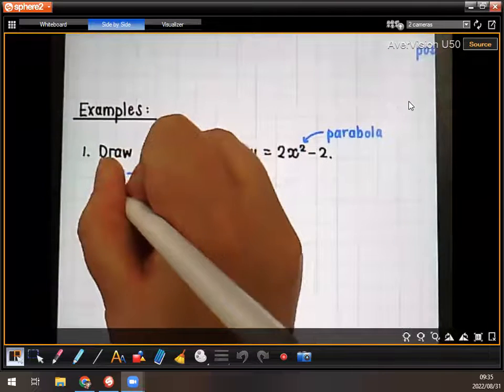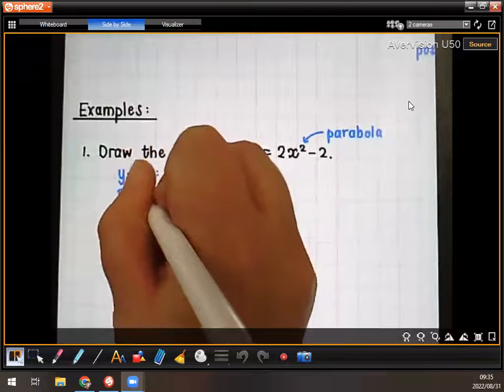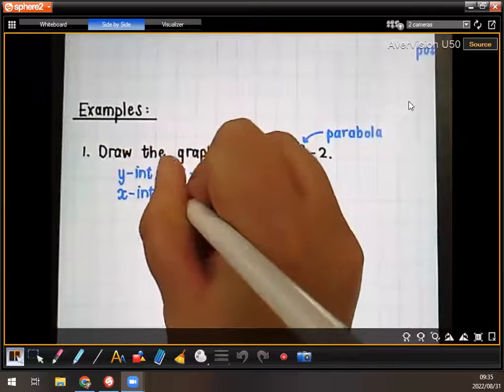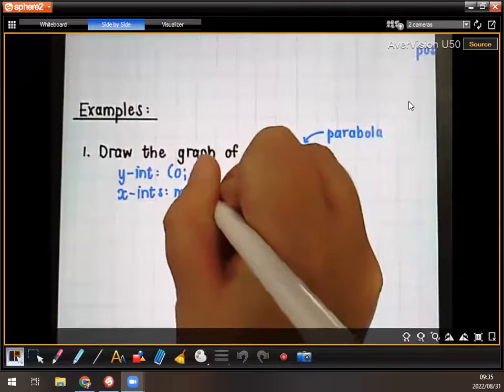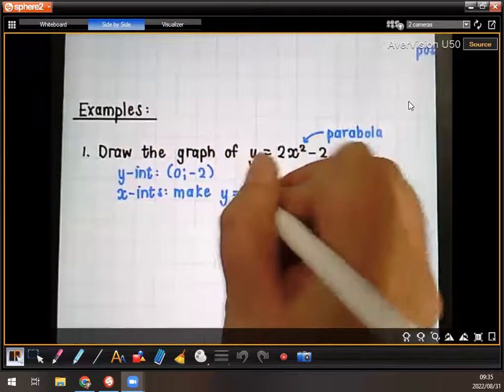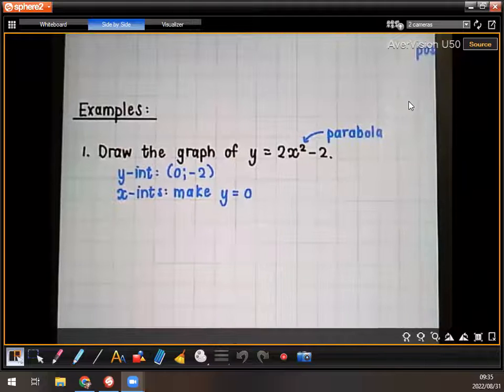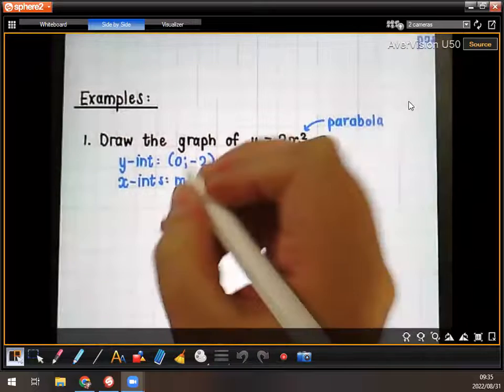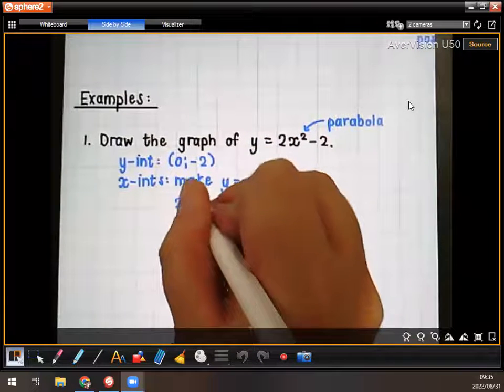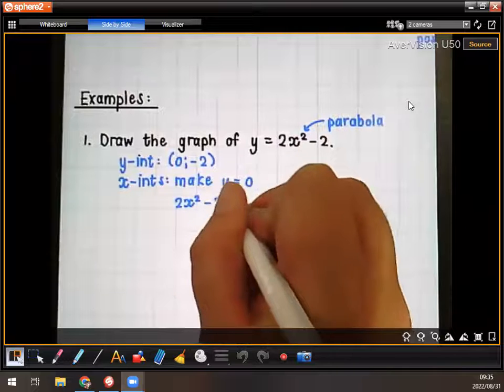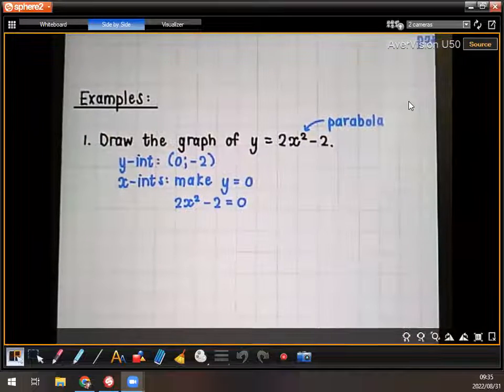X-intercepts make y equal to 0. I'm going to write here, make y equal to 0. You don't have to in a test or exam, but I'm just reminding you of what we are doing since it's the first one that we're drawing. So we're going to say 2x squared minus 2 equal to 0. Guys, is that a difference of 2 squares as it stands? Currently? No. But what can I do with that 2? You can take it out.